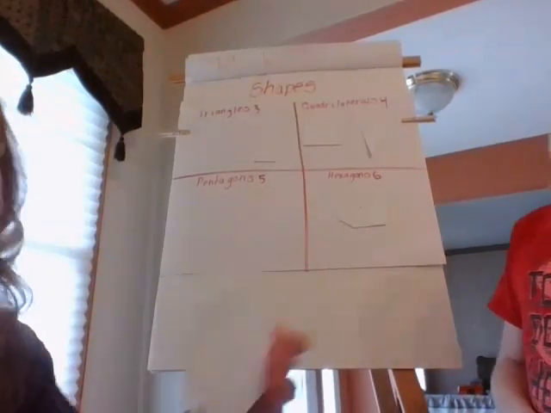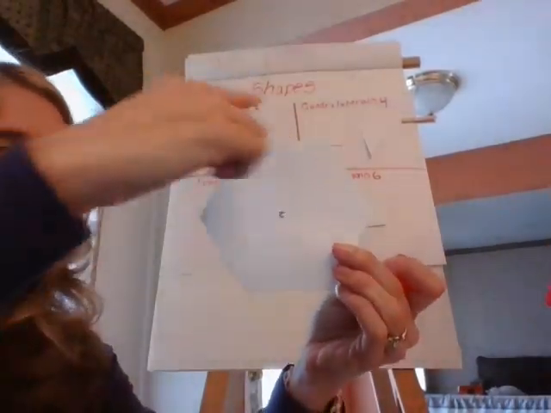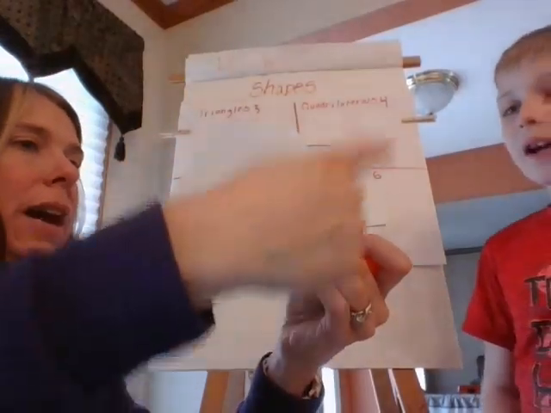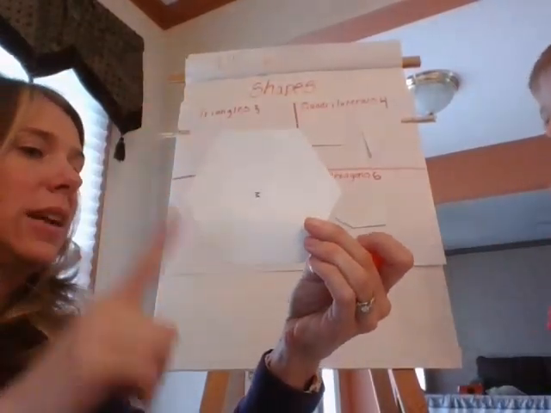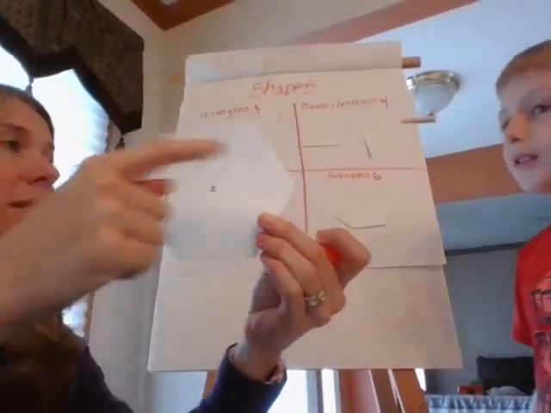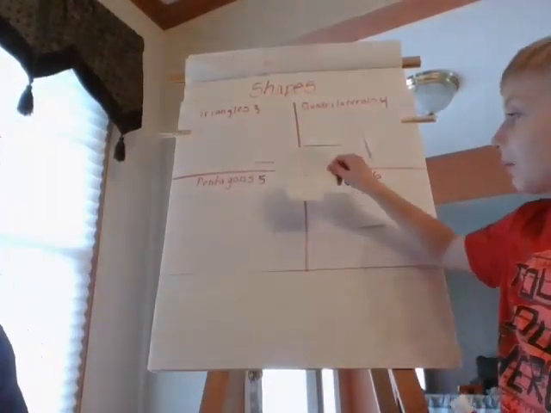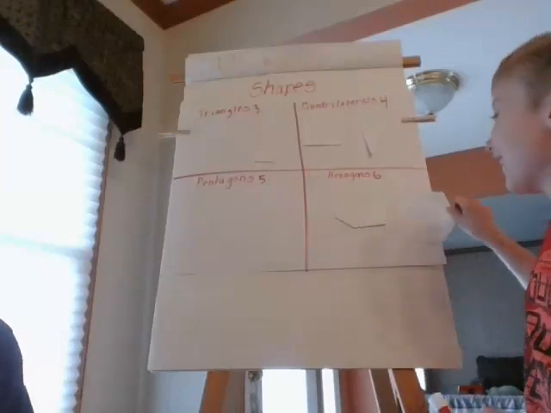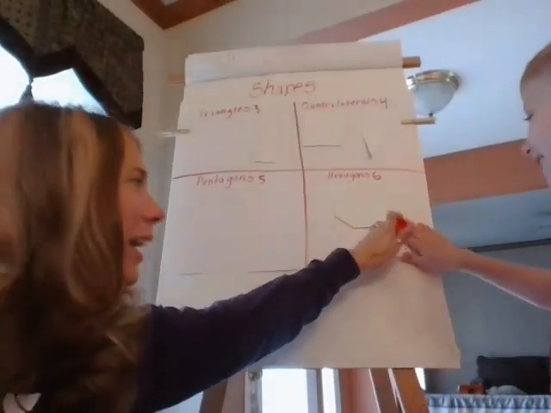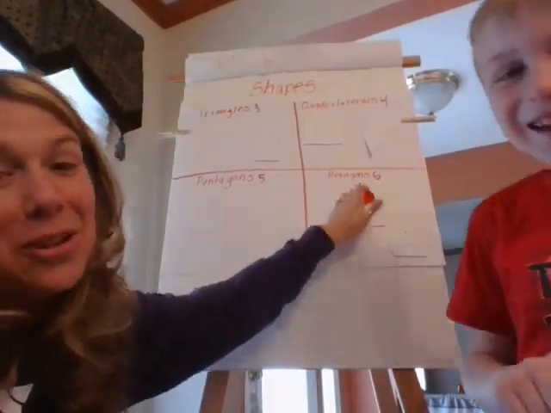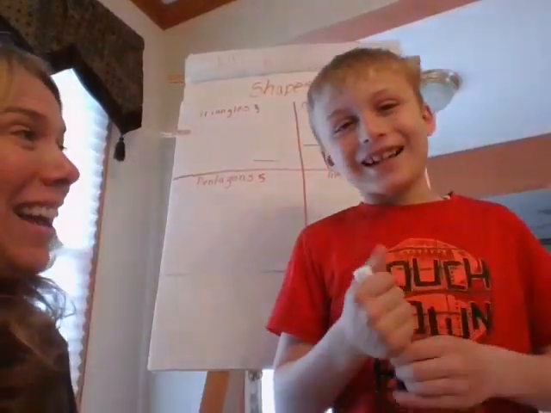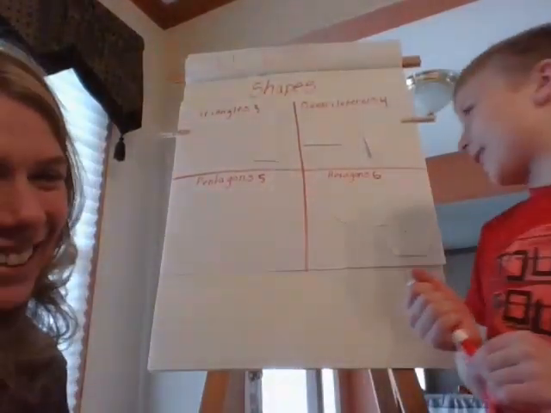Next one. 1, 2, 3, 4, 5, 6 sides, 6 vertices, and 6 angles. Where's it going to go? Pentagon. 6. Oh. Hexagon. I bet they knew at home that it was a hexagon. I got 5 next to 6.